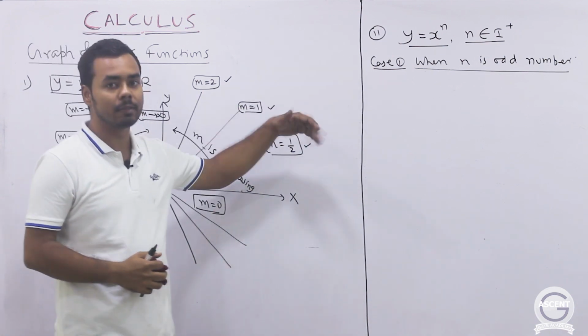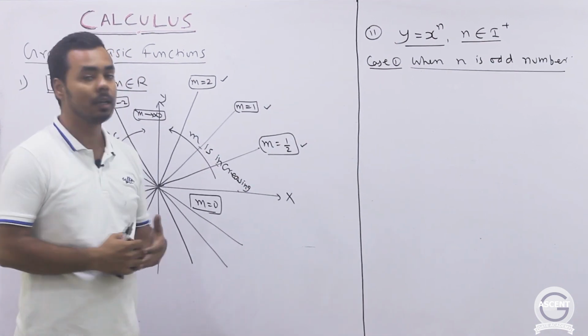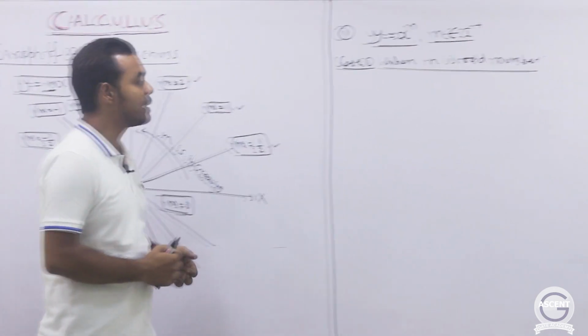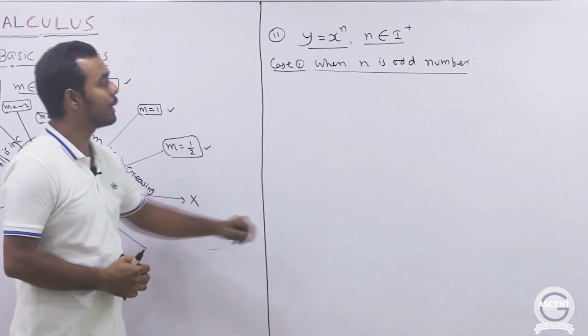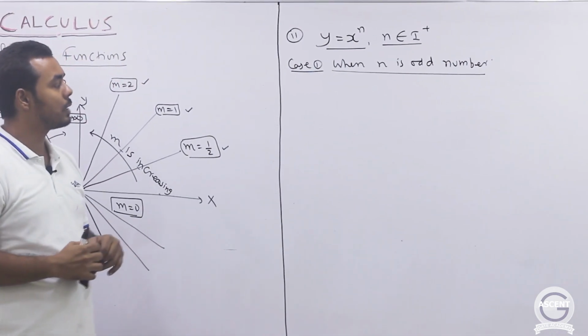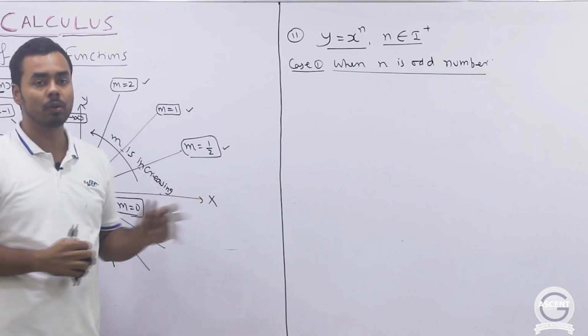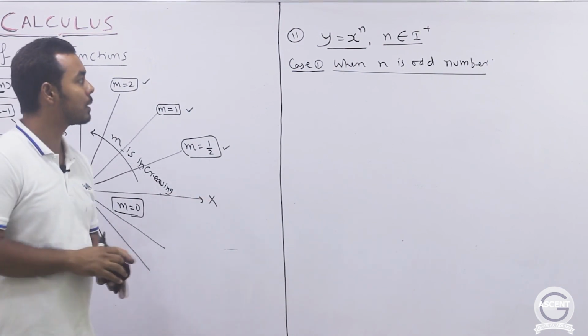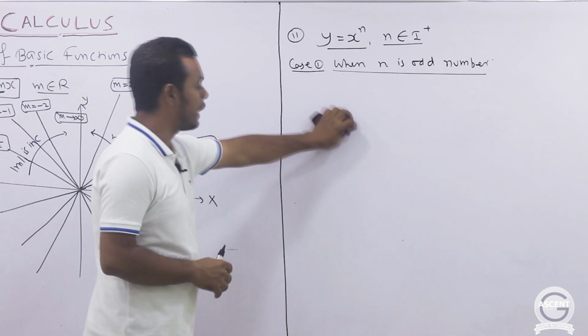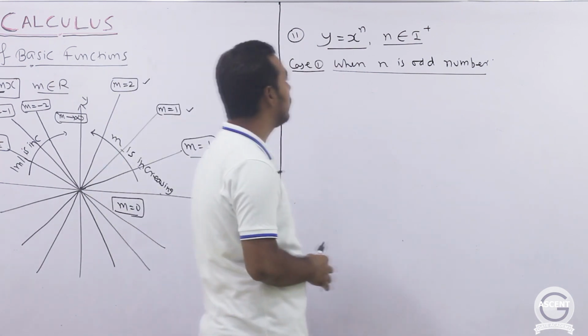Simply by seeing the function, you can tell whether the function is continuous or not, differentiable or not, and what the points of maxima and minima are. All those things you can see if you know how to draw the graph of a given function. So these are some of the standard functions whose graphs you must know.